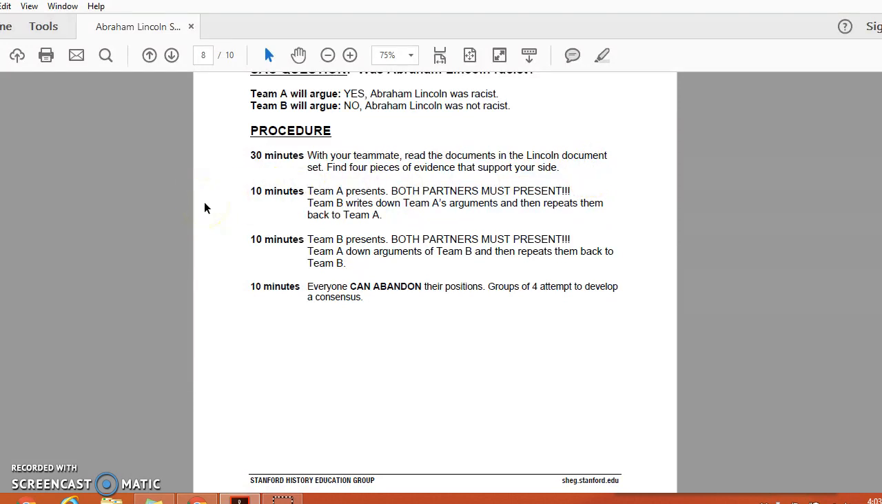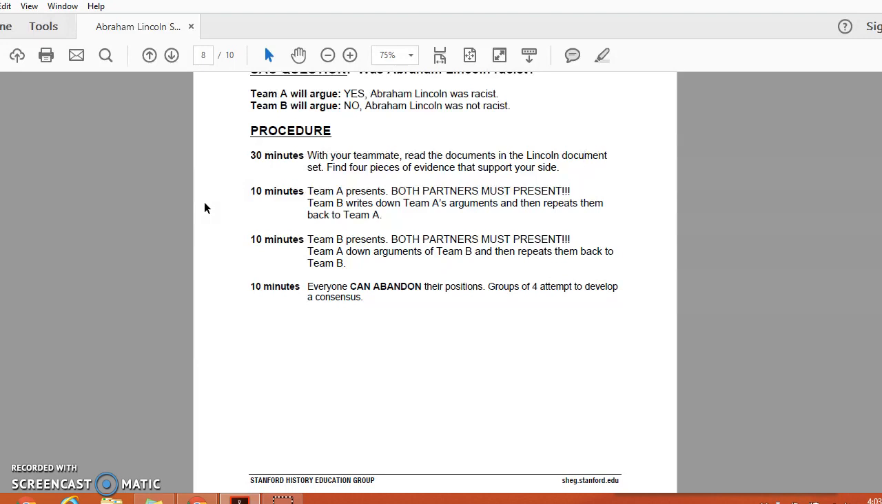Okay, the next 10 minutes is when you get together into a group of 4. So the 2 partners from Team A pair up with the 2 partners of Team B. For about 10 minutes, Team A will present. Both partners must present. And as they present, Team B writes down Team A's arguments and then repeats them back to Team A to clarify any points.